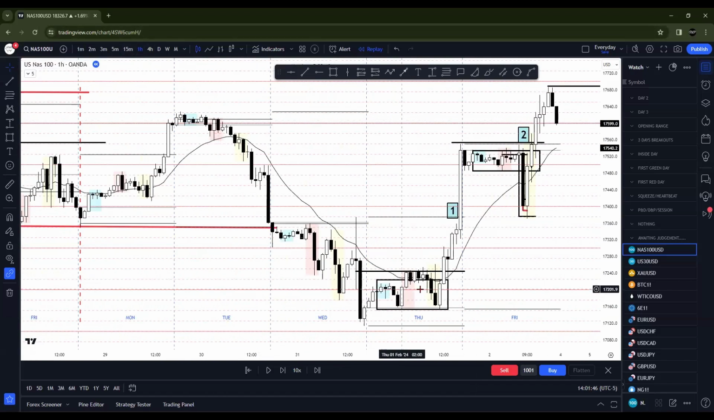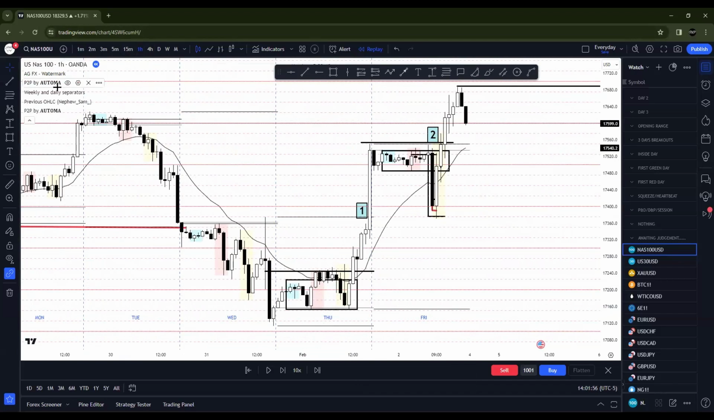This was coming off of a peak formation at the low of the week. This was a first green day. First green day. This was also an inside day. Get rid of all this stuff. Clicked the wrong thing. That's what I did.